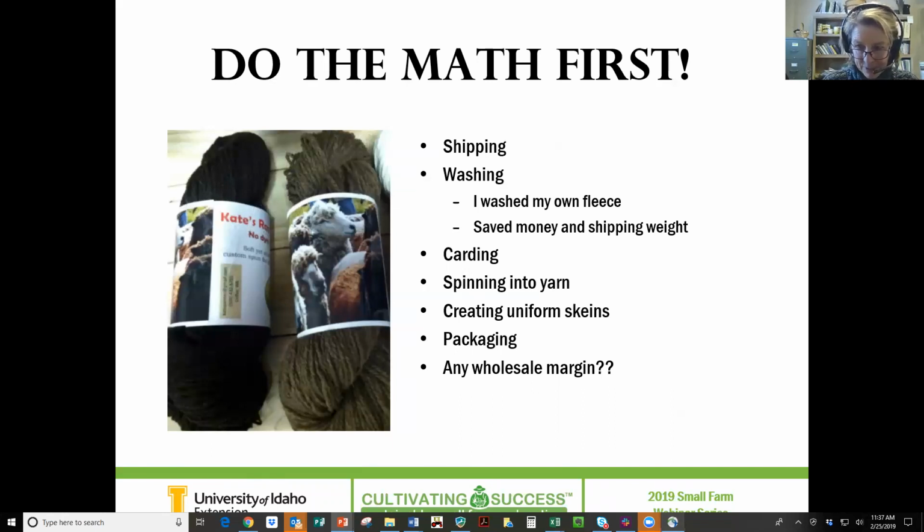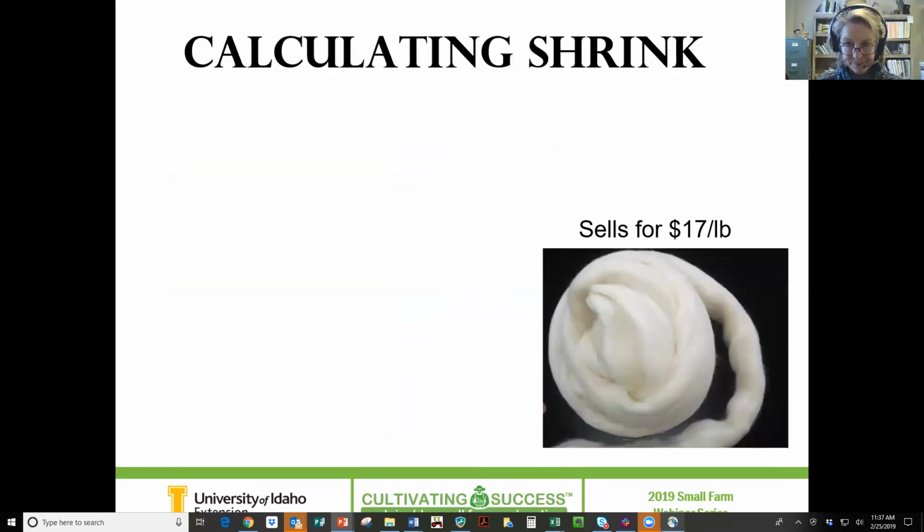Every step along the way, though, costs more money. Additional plies, 4-ounce skeins, rewinding, anything like that. And by the time you've done all that, it's very hard to have any kind of wholesale margin, so you end up selling it directly, which is easier today than in the past in many ways. It's kind of hard though.